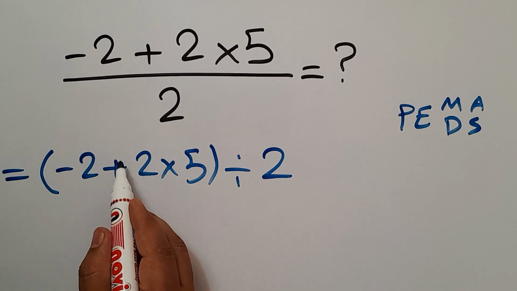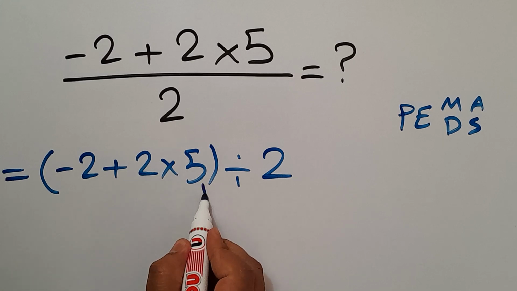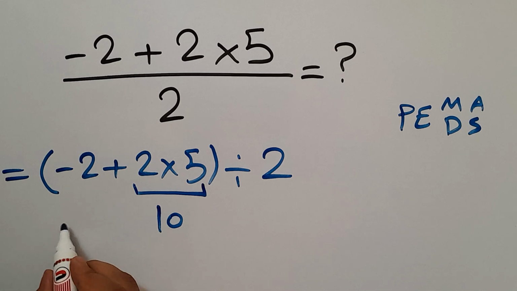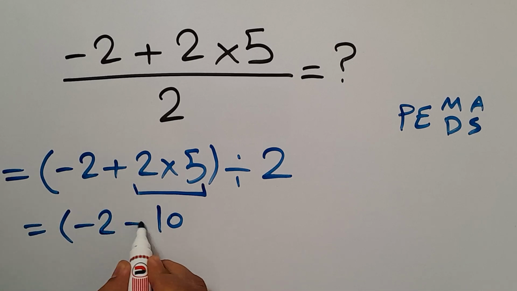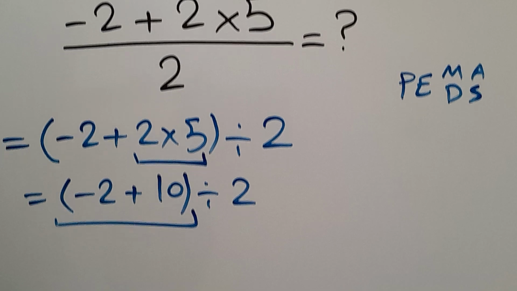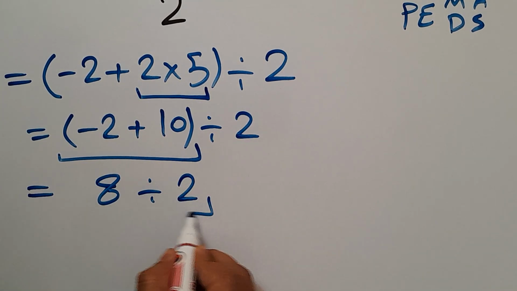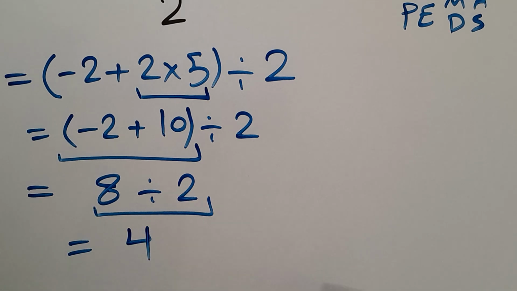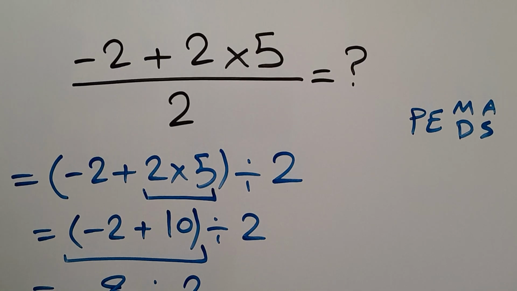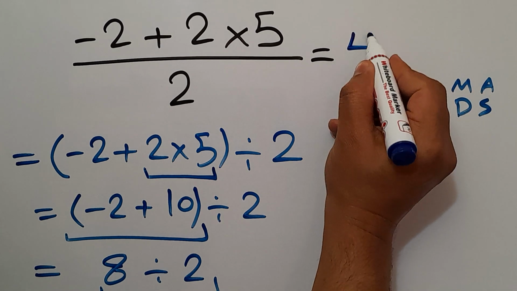Multiplication has higher priority than addition. So first this multiplication, 2 times 5 gives us 10. Okay, so we have negative 2 plus 10 divided by 2. Now, negative 2 plus 10 gives us 8. So we have 8 divided by 2, which equals 4. So therefore, our final answer to this problem is just 4. The correct answer is 4.